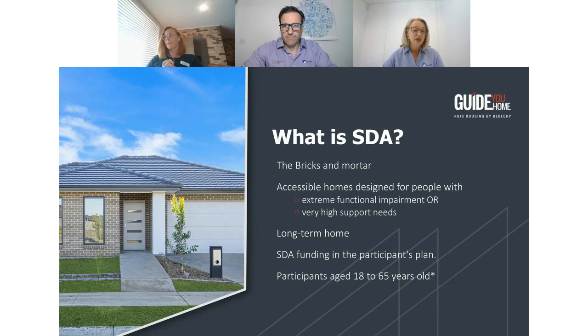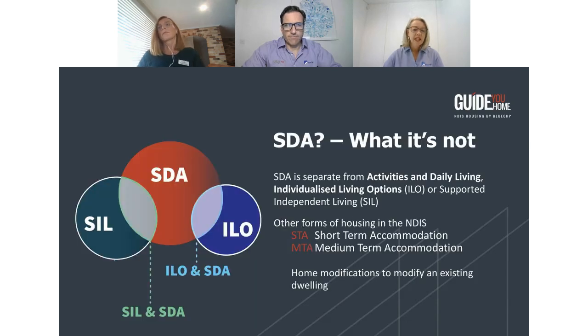Anecdotally, I've certainly heard stories of applications going in for people in the 16 to 18-year bracket. I wouldn't recommend it or think you'd have a very good chance, but in certain, I was going to say extreme, but certain situations where people are really needing a better home and have nowhere else to live effectively, then I have seen that done. After 65 years of age, it's expected that people will then be using the aged care system.